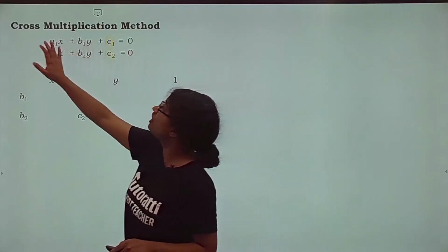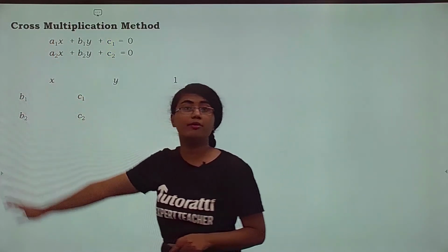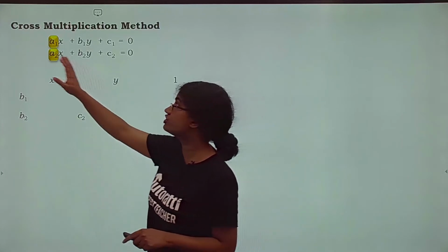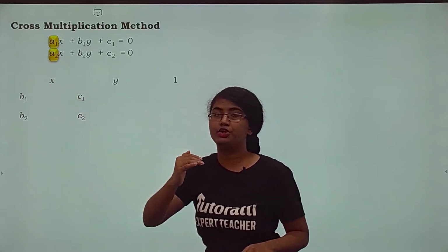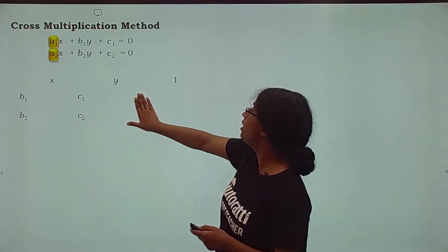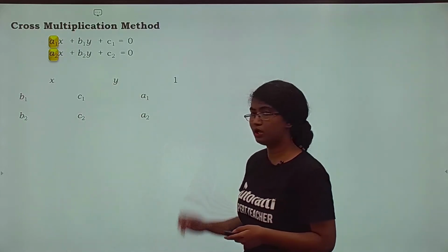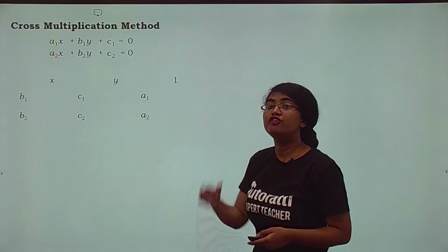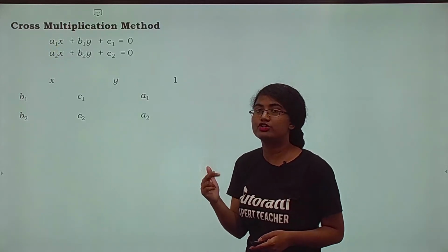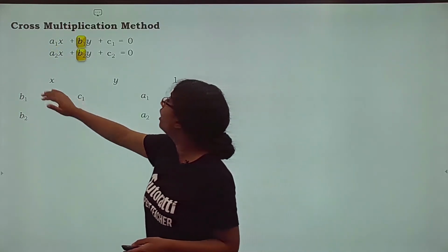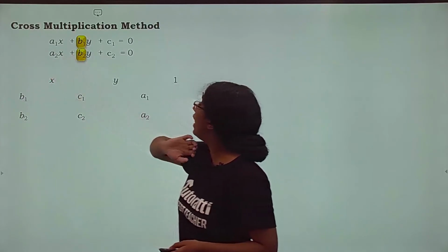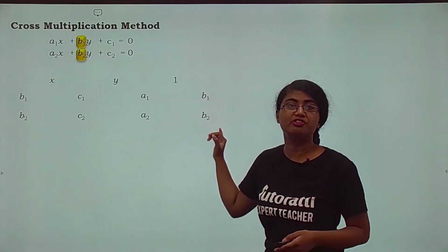Then you go to the coefficients of the variable x, that is a1 and a2. Where do we place them? Between y and 1. Now what do you do? Now we have to take ratios. Finally we have to place the coefficients of y, b1 and b2.